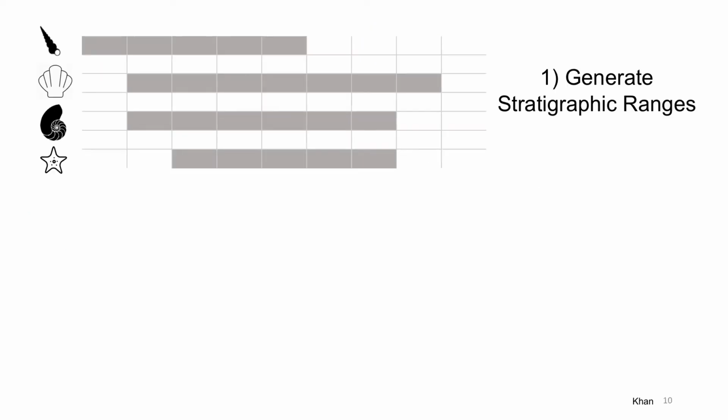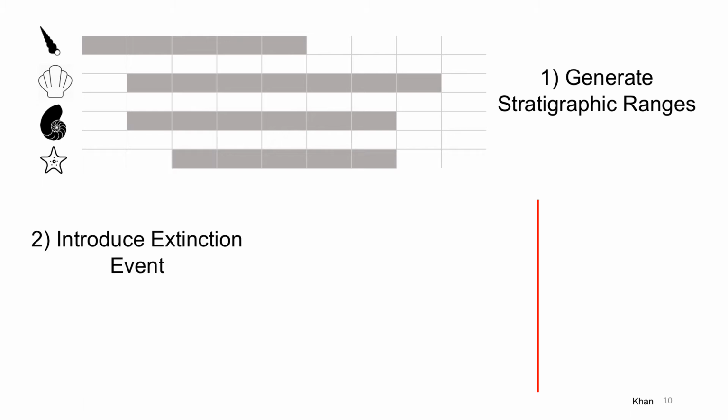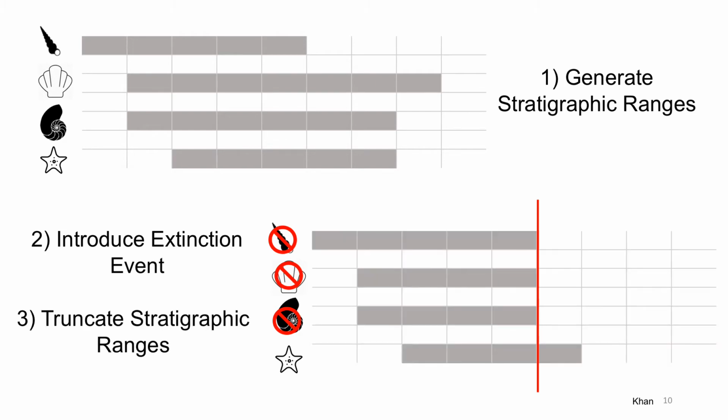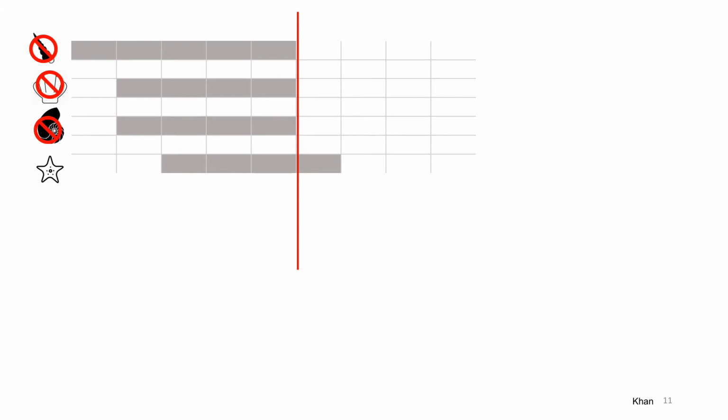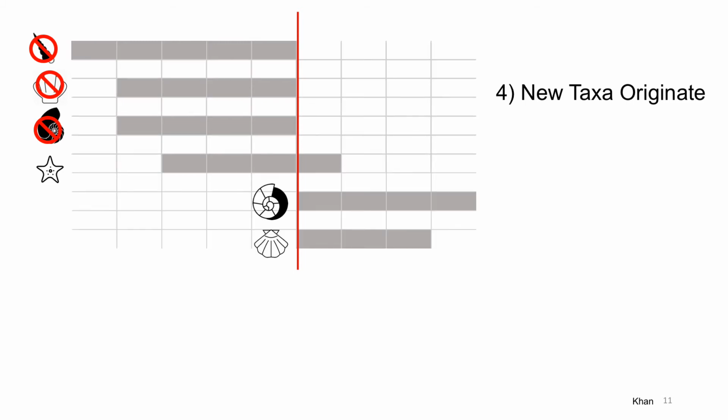To simulate our control records, we generate stratigraphic ranges of thousands of taxa. We then introduce an extinction event. In this figure, the first 3 taxa go extinct at the boundary, while the starfish survives, so we truncate our stratigraphic ranges. After the extinction event, we have originations of new taxa, and in this schematic, 2 more mollusks originate. We repeat this process 5 times to create a complete Phanerozoic record.